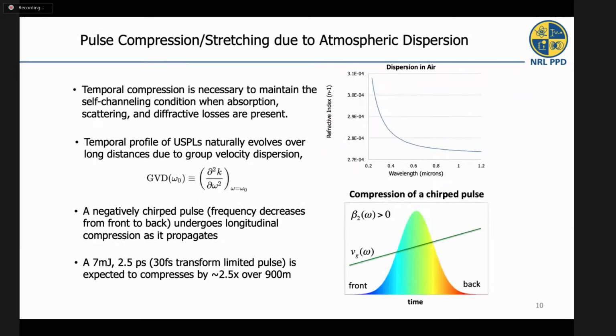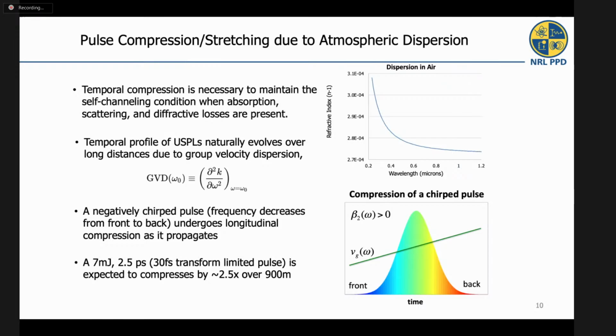So why is it important to worry about atmospheric dispersion? Well, as many of us probably know, in atmosphere and all materials, there's dispersion. What that does is it changes the phase velocity and the group velocity of the various colors of the laser pulse, causing the pulse to naturally either compress or stretch depending on the predefined GVD that you've applied to it. So air is naturally positively dispersive in GVD, so we would apply a negatively chirped pulse to allow the pulse to compress at range.